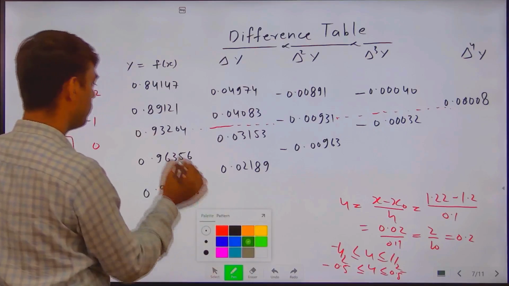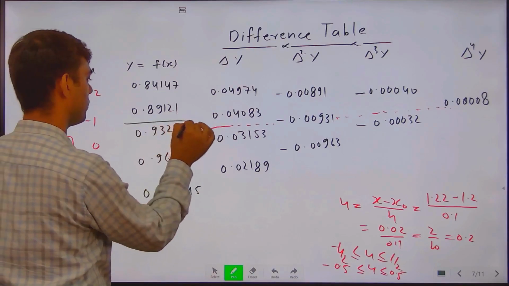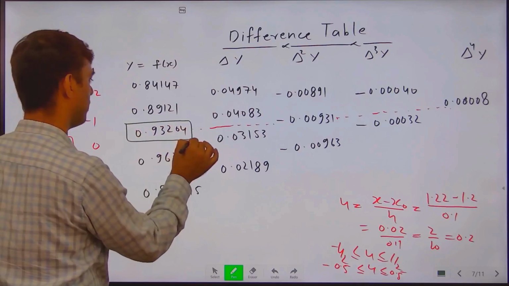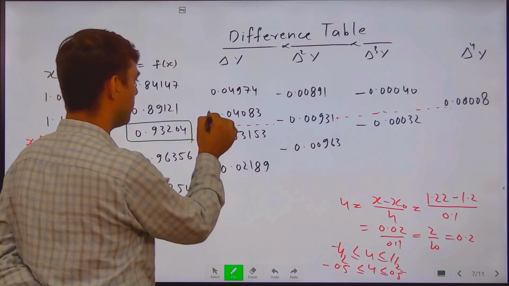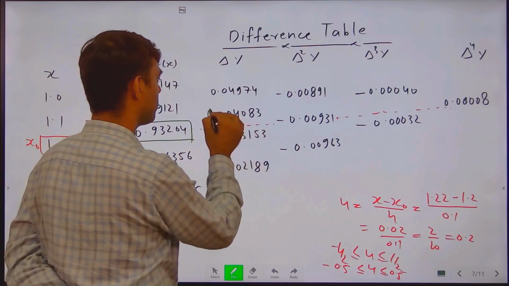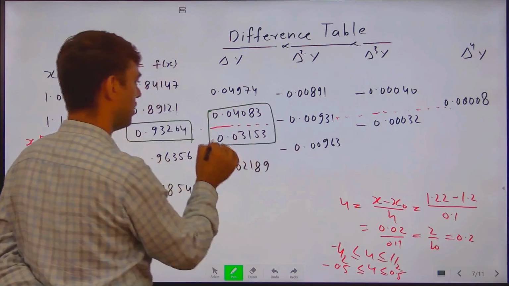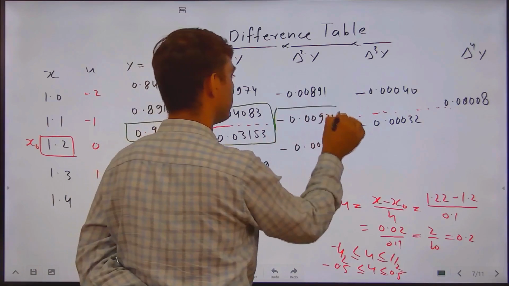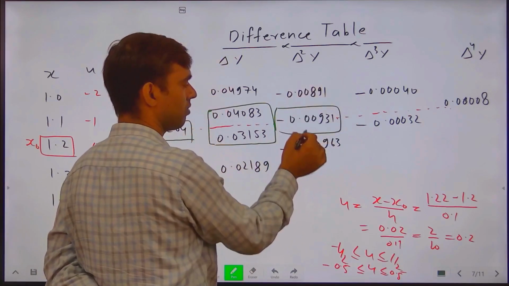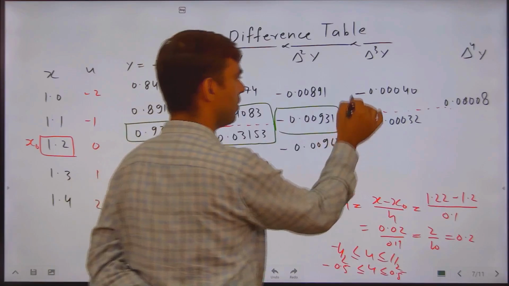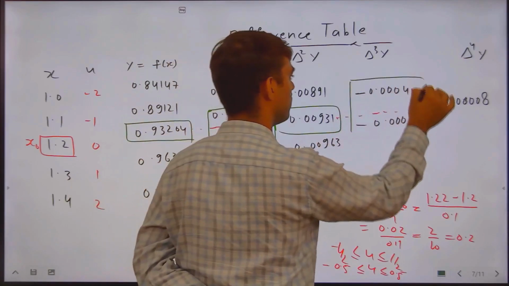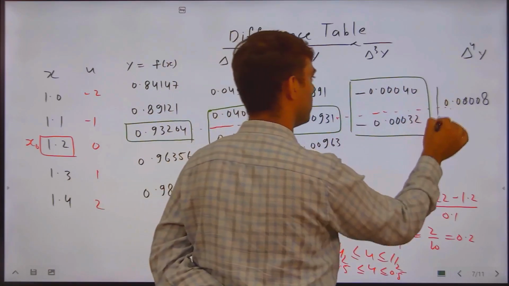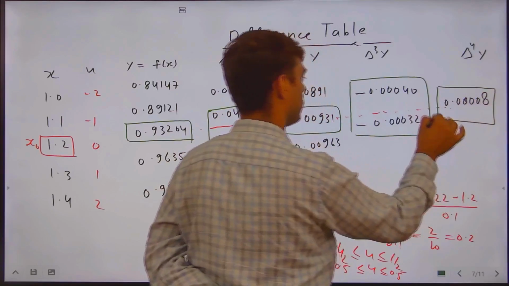With the central value, we are going to use this value. This one is a central value. There are two central values, so we are going to use the average of these two central values. Then again we are going to use the central value because there are three terms. This one is the central value. Then again we use the average of these two, and again the central value.